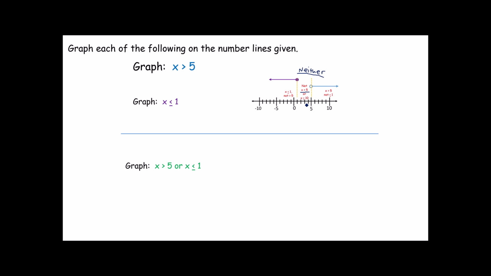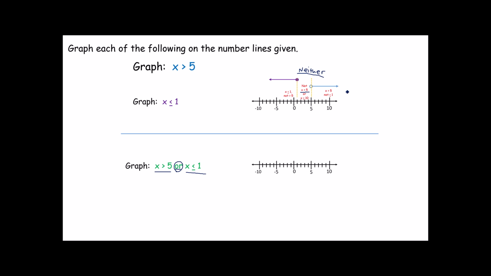So if I ask you to give me the values that meet the conditions of the statement x is greater than 5 or x is less than or equal to 1, I'm doing something different than I did on my conjunctions earlier. This is actually referred to as a disjunction. A disjunction says compare using the word or. And when we're comparing using the word or, we're not looking for the items that meet both conditions, but we're looking for the items that meet either one or the other.